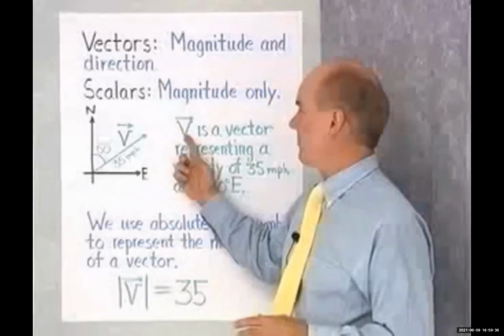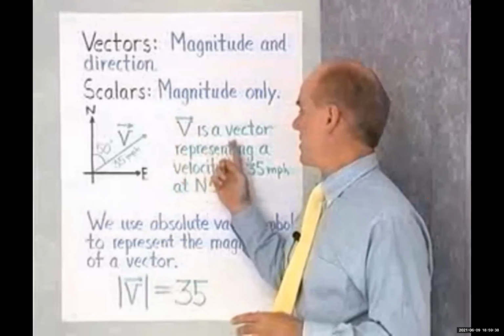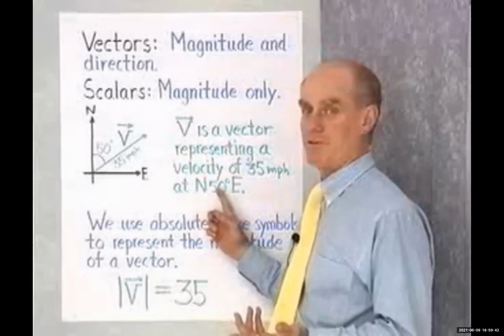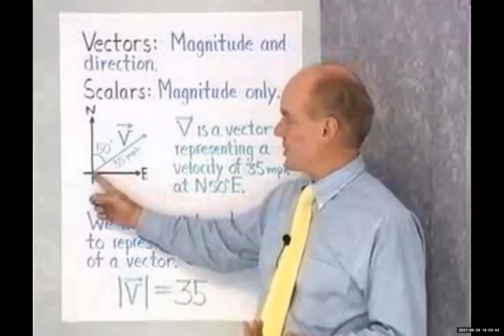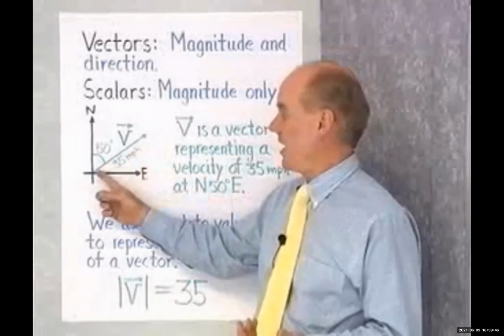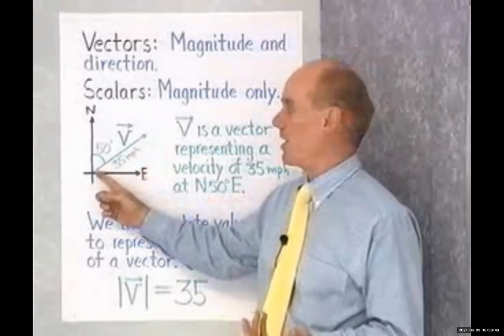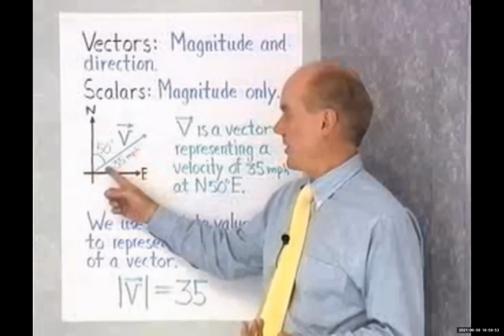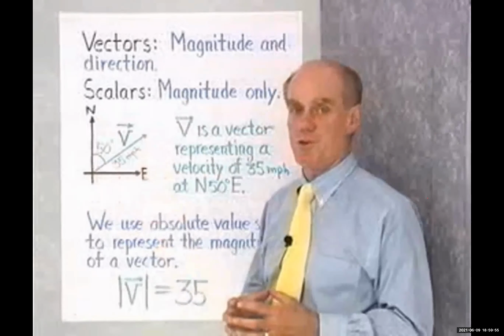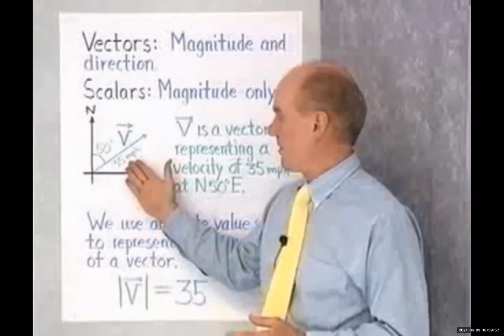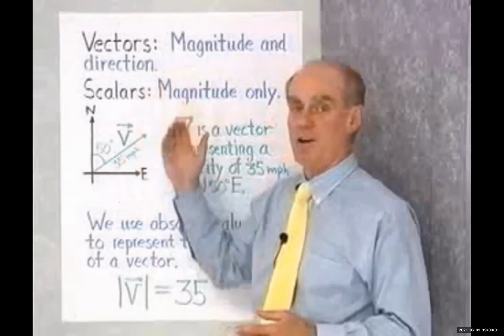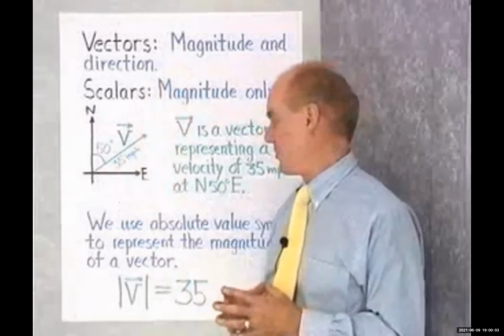Here I've written the vector v, I put a little arrow over the top, a vector representing a velocity of 35 miles per hour at north 50 degrees east. So see, I've drawn this vector over here, and it has a bearing of north 50 degrees east, and the length of the vector I represent with the 35 miles per hour. So 35 miles per hour, that's the magnitude of this velocity vector. A vector quantity has to have both magnitude and direction.